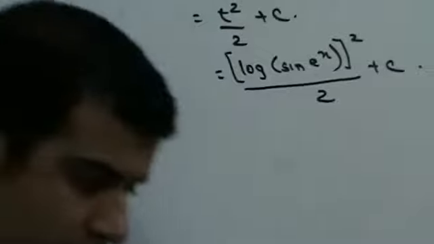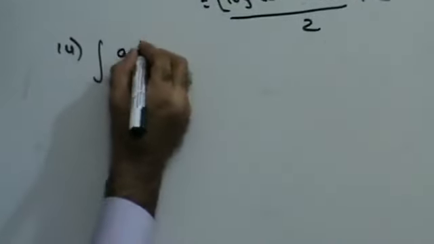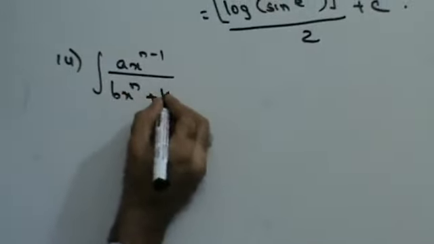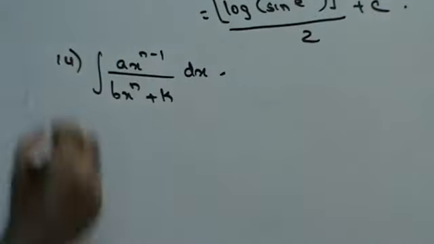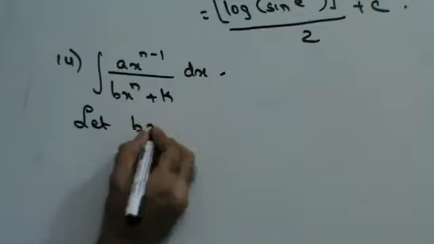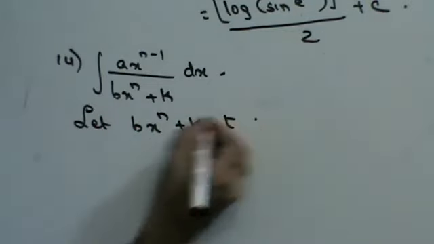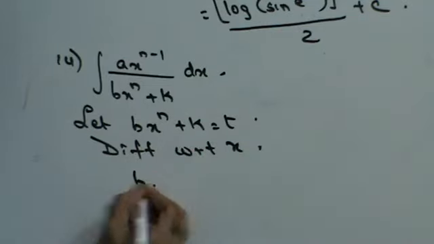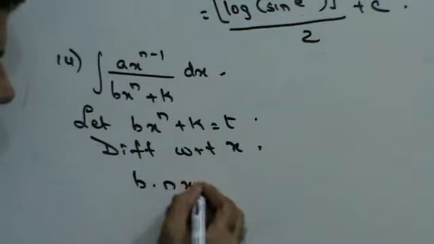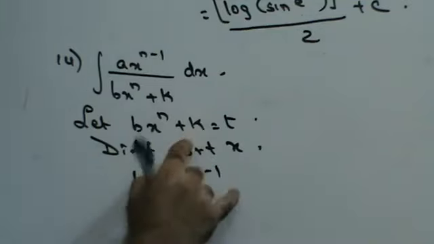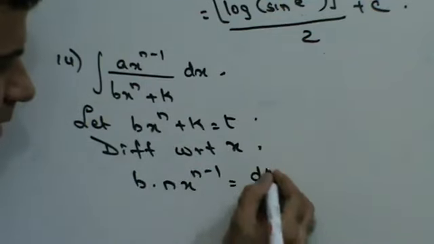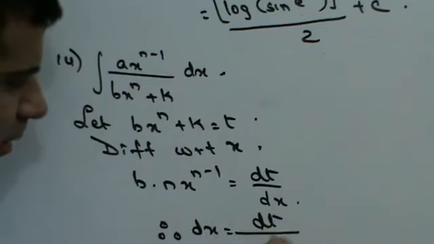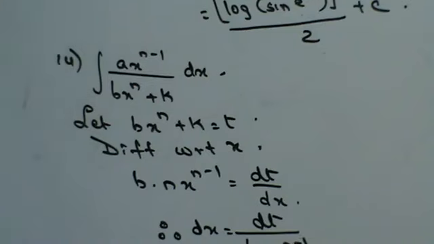Integral of ax raised to n minus 1 upon b x raised to n plus k dx. Right? Let's see this. You will say let b x raised to n plus k be equal to t. Differentiate with respect to x. b as it is, d by dx of x raised to n is nx raised to n minus 1, d by dx of constant is 0, is dt by dx. Therefore, I can say that dx is equal to dt upon bn x raised to n minus 1.